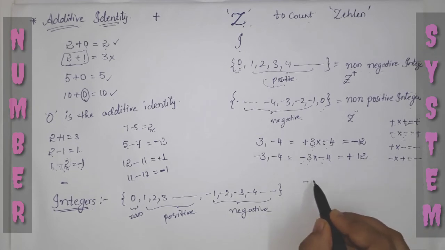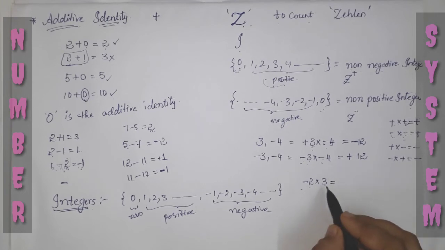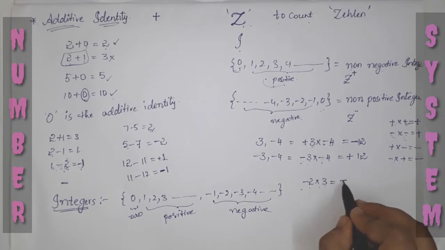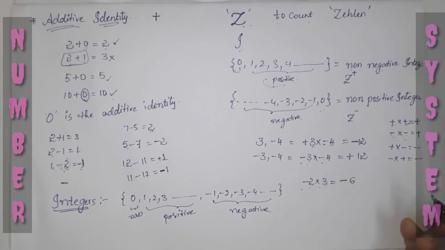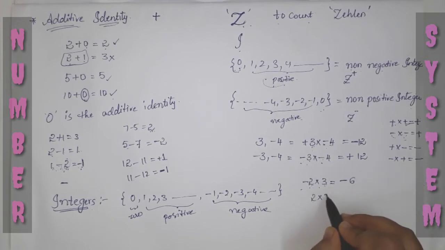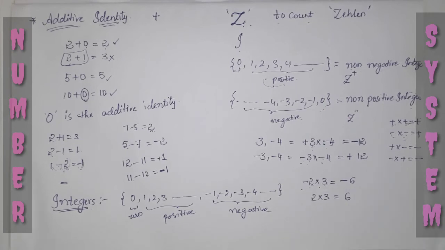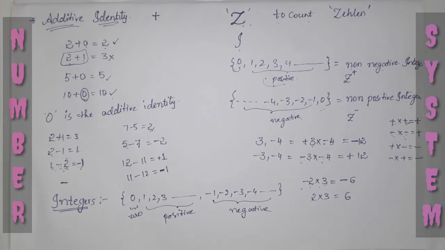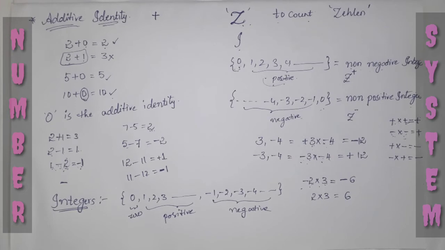Take another number: -2 into 3. How much? 2 is negative, 3 is positive, so you will get minus. 2 3s are 6. 2 into 3, you know very well, directly 6. No need to write the sign. Whenever you get minus, only then you have to indicate it. Whenever you have the same sign, you take plus. Whenever you have the opposite sign, you take the negative sign.